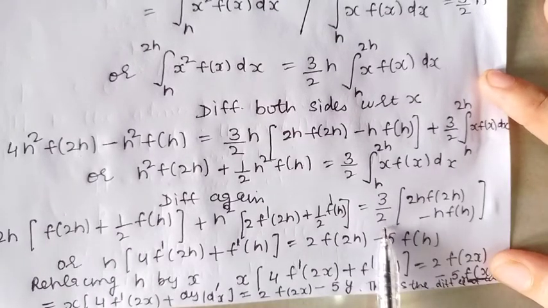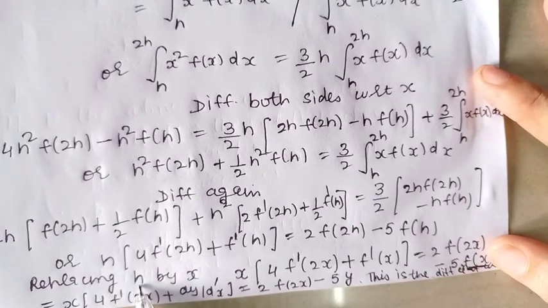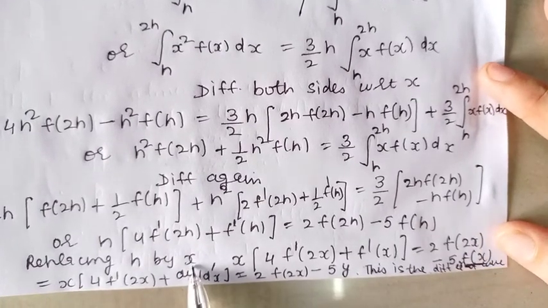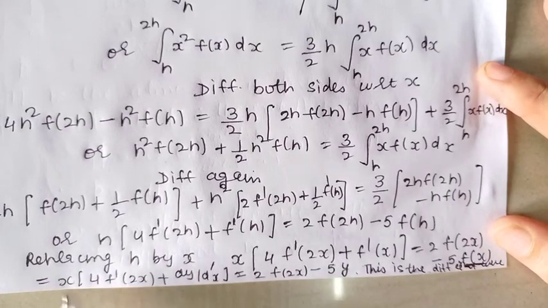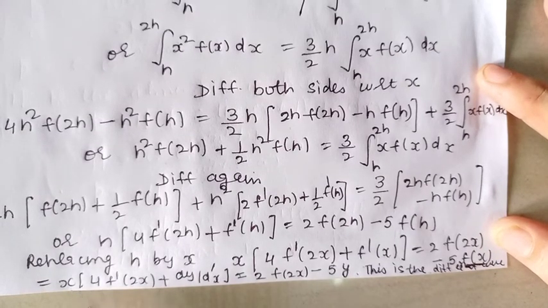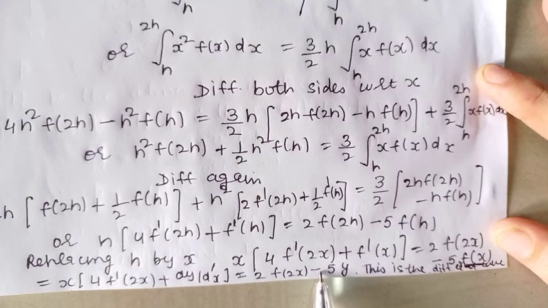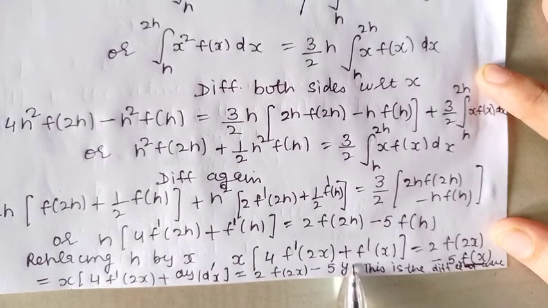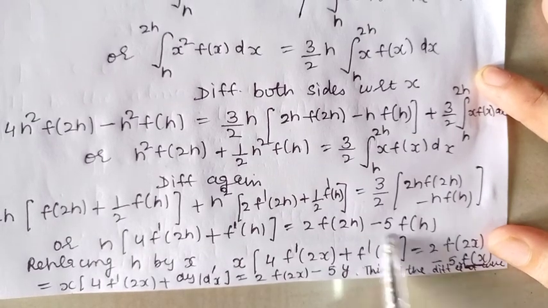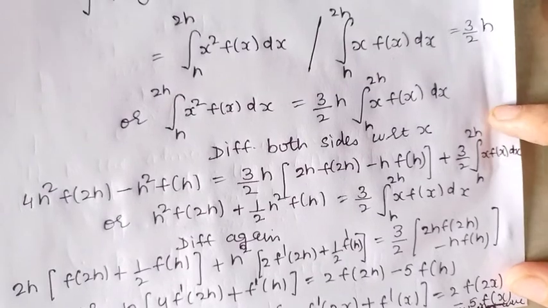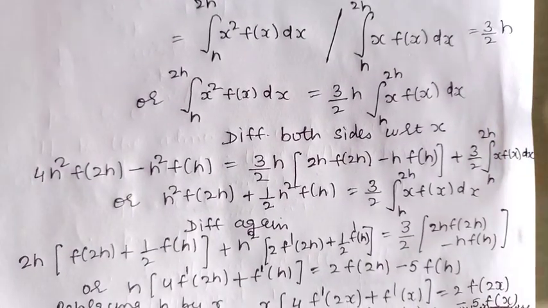Simplifying this equation and replacing h by x, finally we get the equation of the curve, which is given by x into 4 times f dash 2x plus dy by dx is equal to 2 times f of 2x minus 5 times y. Here y is f of x and dy by dx is f dash x. So this gives us the solution of the required problem.